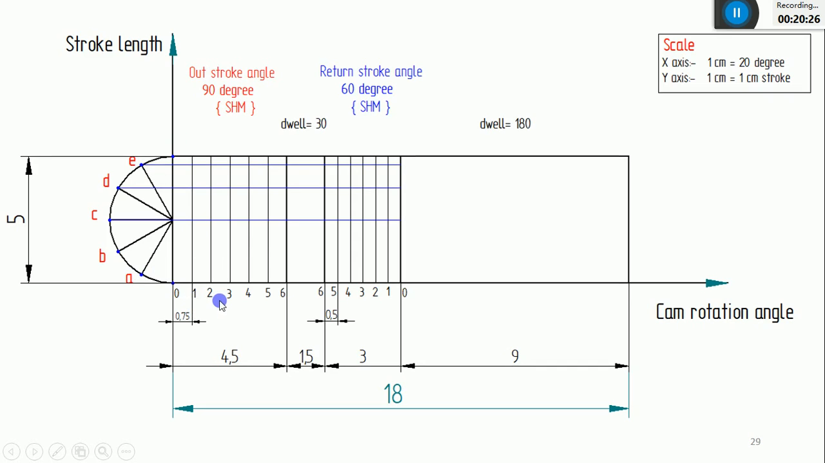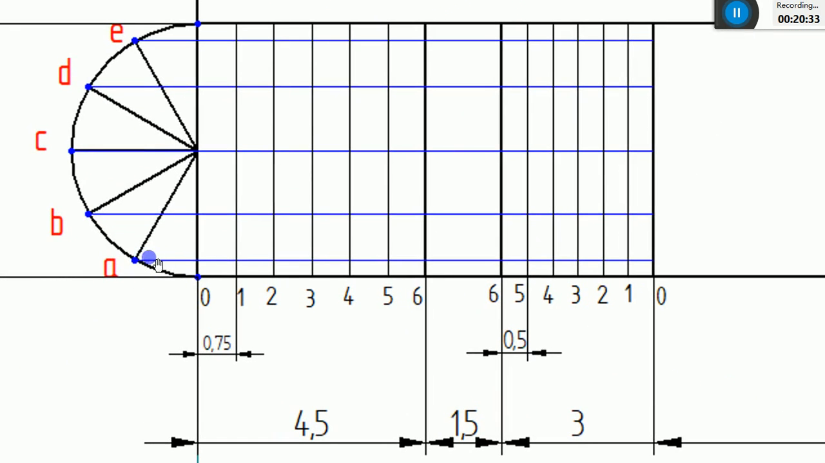First I'll draw all the horizontal lines. So you can see the blue color lines. If you want, you can zoom in. So this is the first horizontal line that is coming from point A. It will intersect the first vertical line at this point. So this will be 1 dash. The second line and the second vertical line, 2 dash, third horizontal line and the third vertical line, 3 dash, 4 dash, 5 dash, 6 dash.